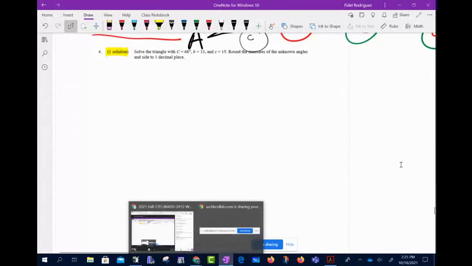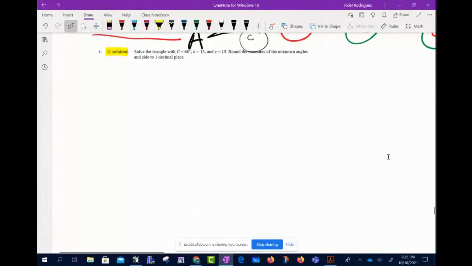All right. Let me make sure we're good here. Okay, now let's take a look at the next one. It says: solve the triangle with angle C being 68 degrees, side B being 13, and side C being 15. Find the measures of the unknown angles and side to one decimal place.